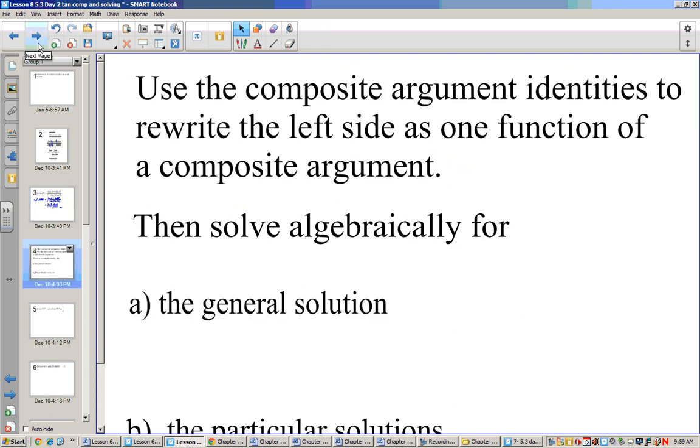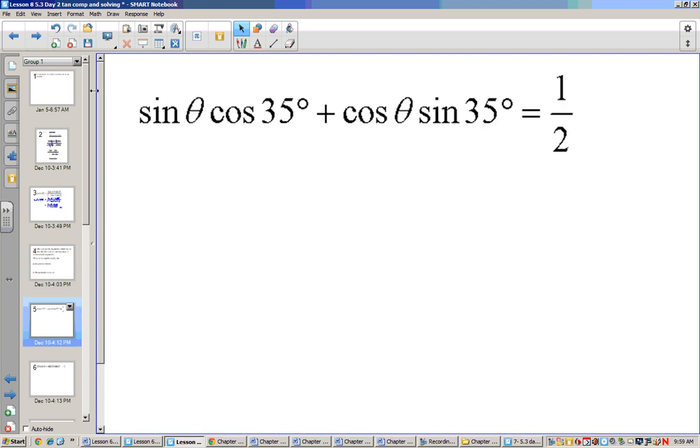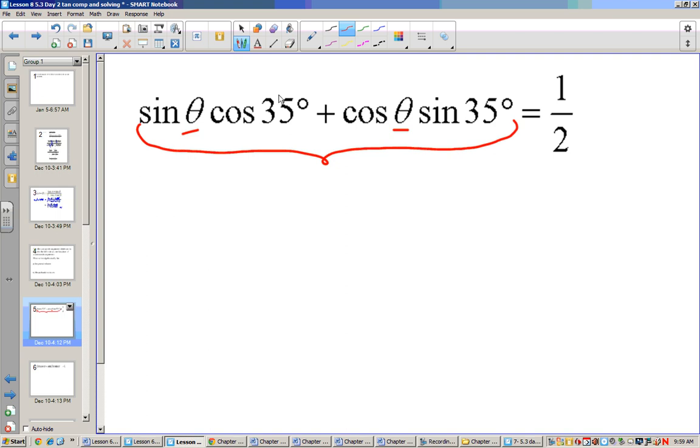All right, so now we're going to solve equations using composite argument properties. The first one is this one. The problem here is that there are two thetas, so we need to combine this whole thing into something with only one theta. Now this is sine A cosine B plus cosine A sine B. Since this sine and cosine are on the same side, we know that this is a sine composite argument property. Since it's addition, with sine that would just be addition. So that's sine of theta plus 35.